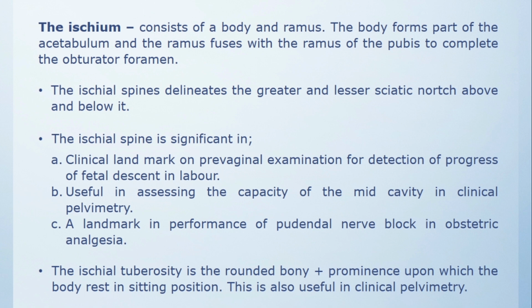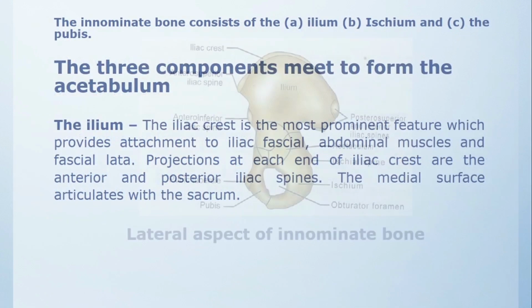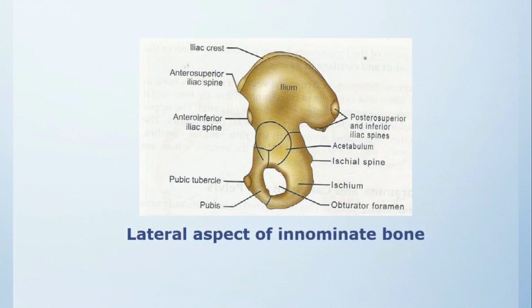The ischial spine delineates the greater and lesser sciatic notch above and below it. This is the ischial spine. All these areas are the greater sciatic notch, and this small one is the lesser sciatic notch. The greater sciatic notch is great, and you can see it.